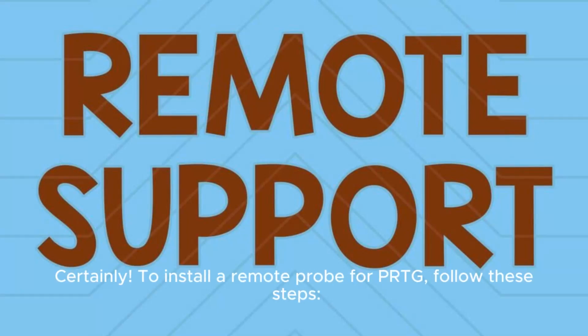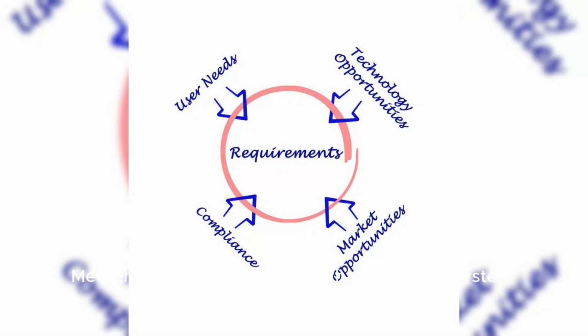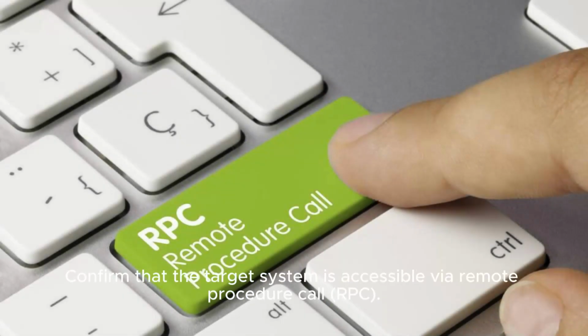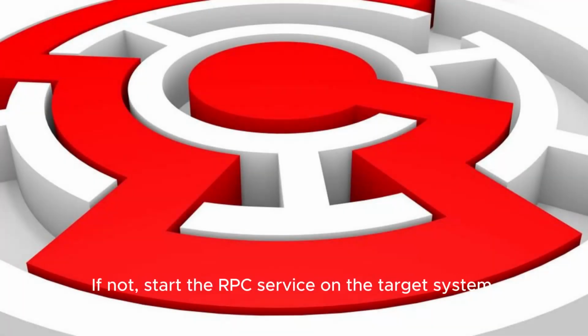Certainly. To install a remote probe for PRTG, follow these steps. Meet their requirements. Ensure that the target system runs on at least Windows 7. Confirm that the target system is accessible via Remote Procedure Call (RPC). If not, start the RPC service on the target system.